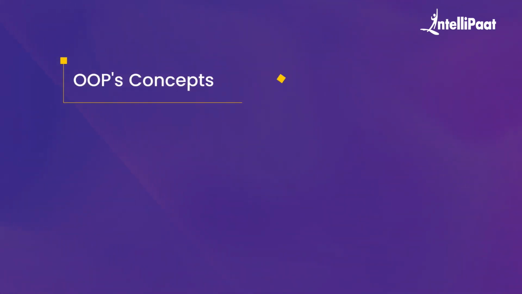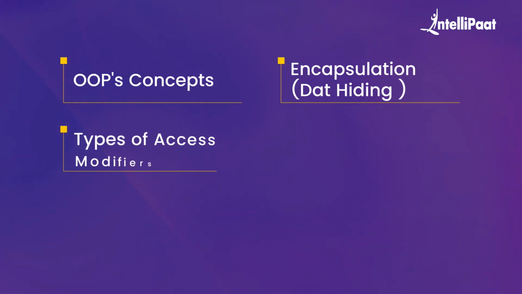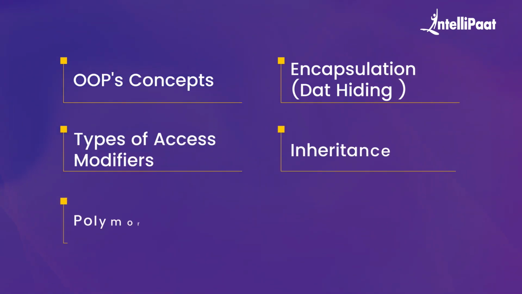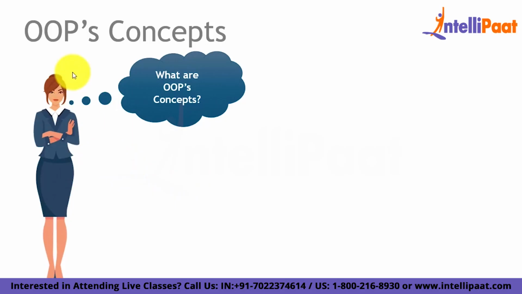We'll start with OOPS concepts, then we'll move to encapsulation, that is data hiding, and then types of access modifiers, inheritance, polymorphism, and ending with interface versus class. So let us start with what are the OOPS concepts.